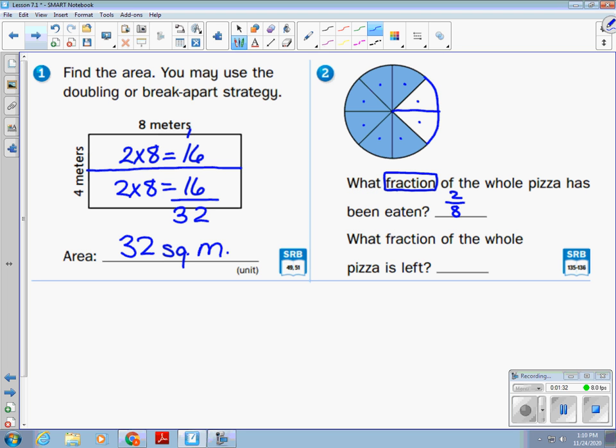And what fraction of the whole pizza is left? Then what's left would be in the blue. 1, 2, 3, 4, 5, 6. So that would give you 6/8.